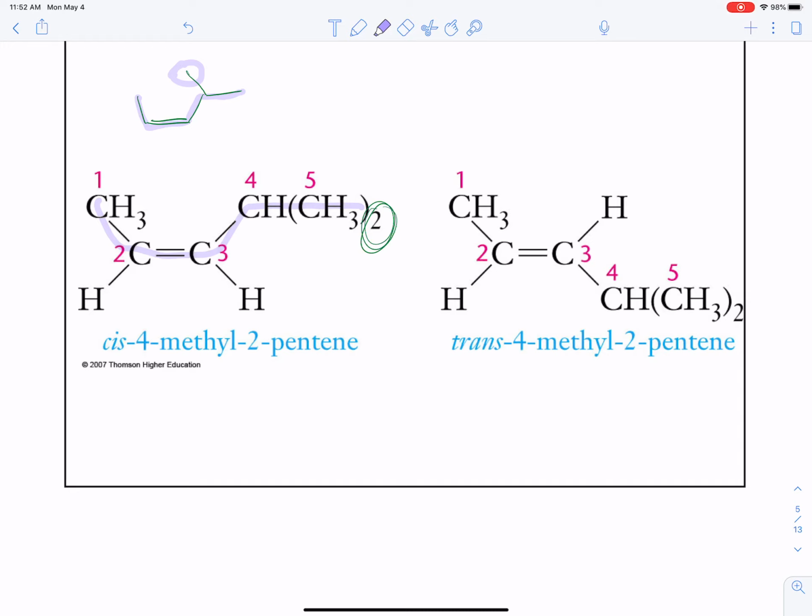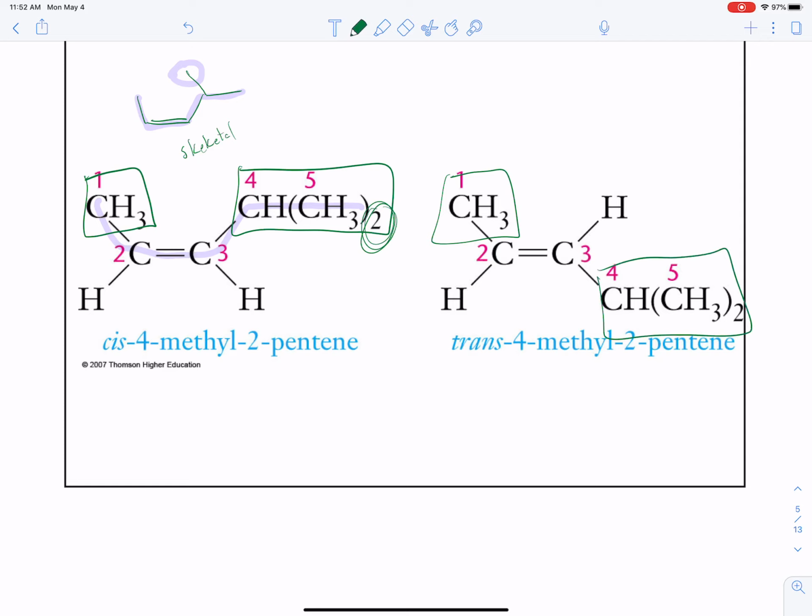I like drawing that skeletal structure better. That's what this is called. Sometimes it's called line bond. Sometimes it's called skeletal structure. Sometimes that's helpful. So then, notice that the two big substituents are both north of the alkene. If we look at the other side, we have one north and one south. So the one on the right-hand side is labeled trans, the one on the left-hand side is labeled cis.